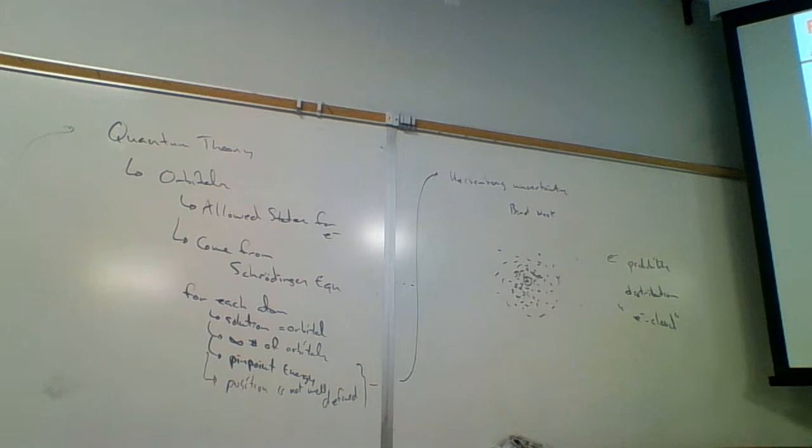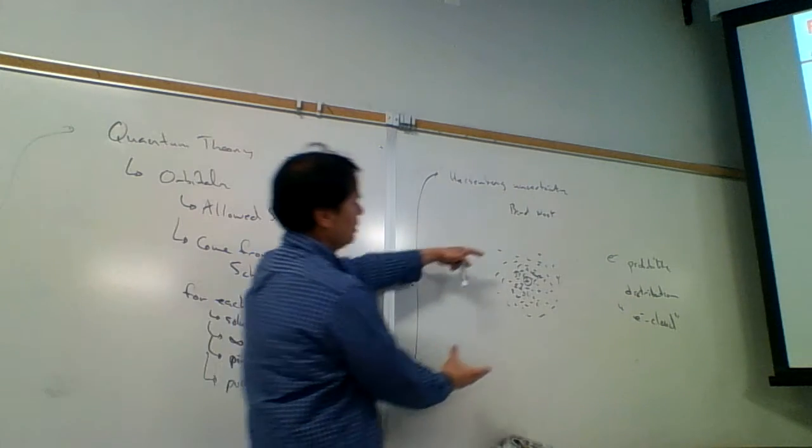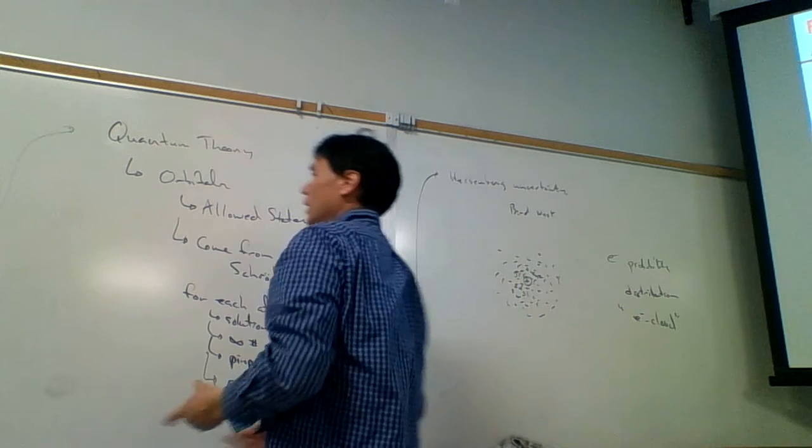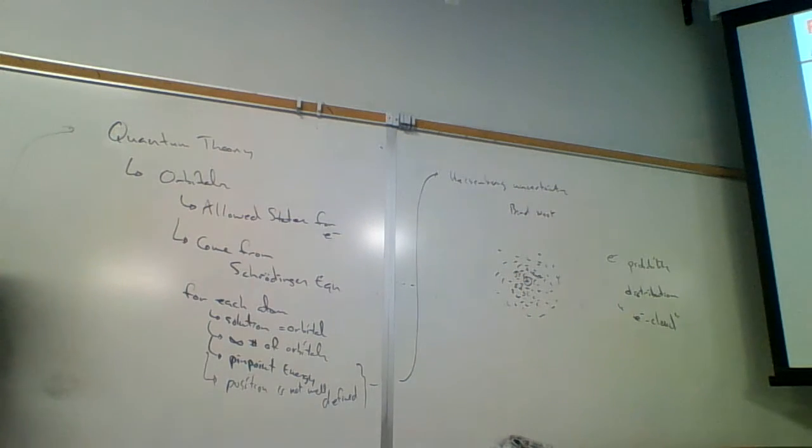And so that probability distribution spreads out more. In other words, if we draw the 95% boundary here, it's going to be this big. But if we're at the next higher energy, it's going to be this big. So it's going to look like this. And so we can see that here.